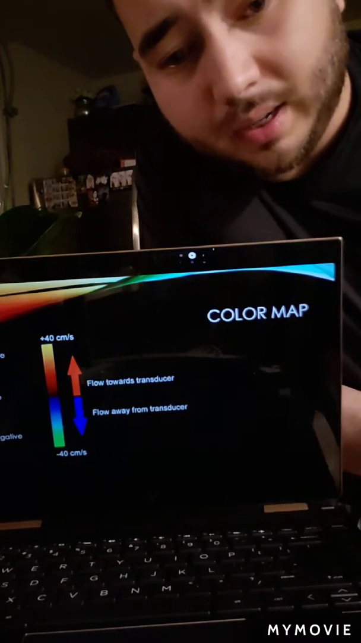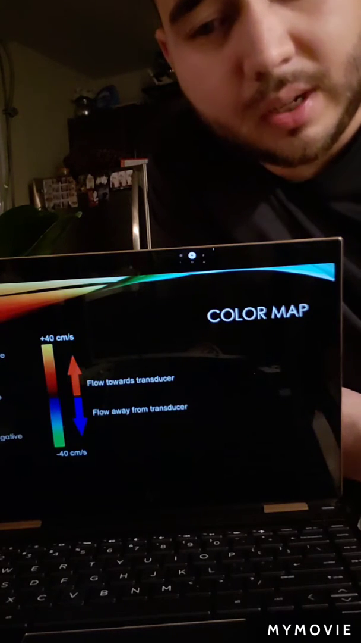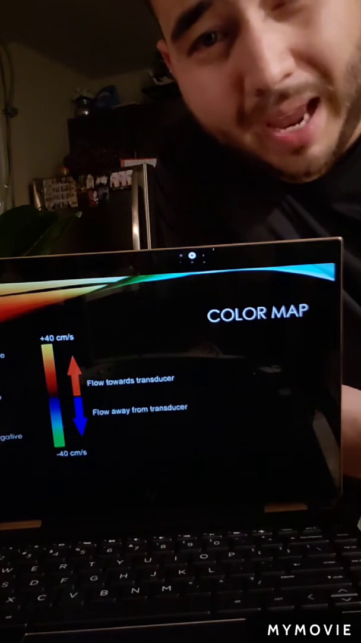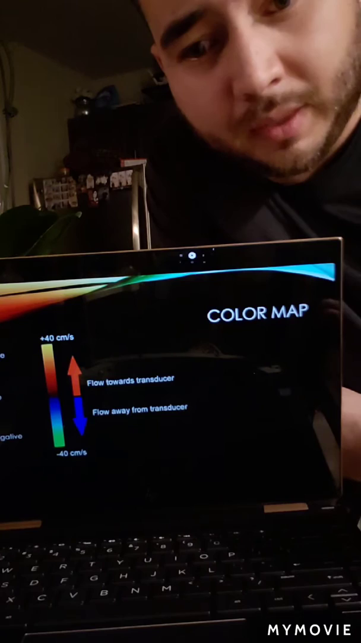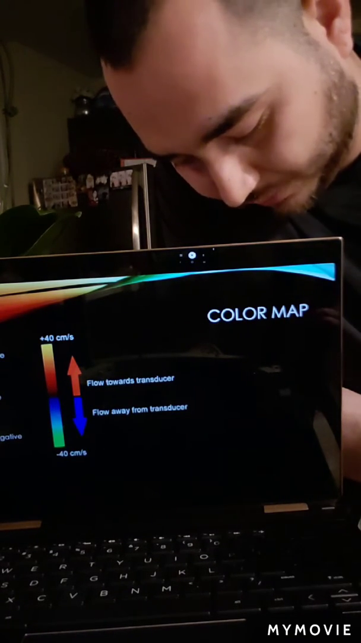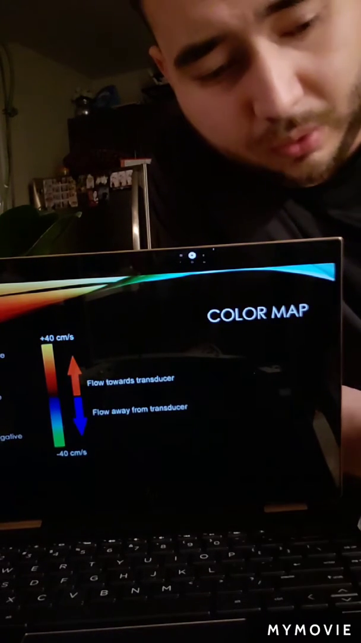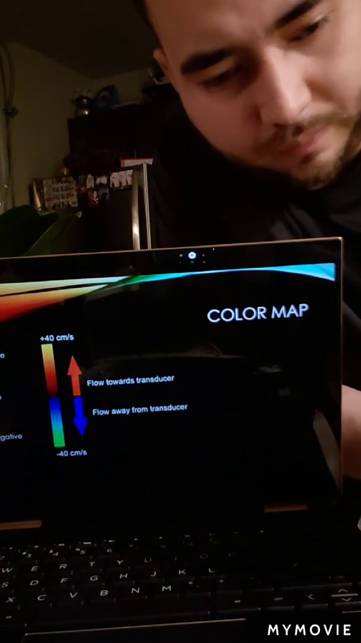Basically, it's going to strike the vessel, or the blood that is traveling through there, and the blood is going to send a signal back to the transducer. That is called Doppler shift, and it determines the frequency. Okay, so back to it.